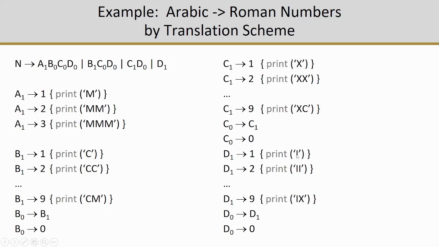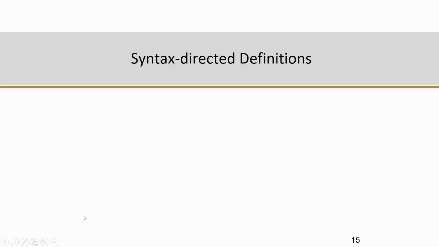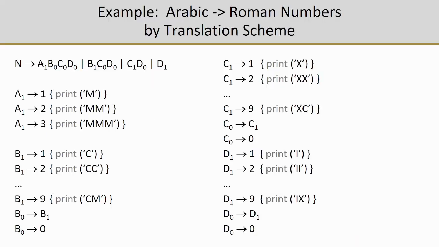So for example, 1 means 1, 2 means 2, which is written as II, and 9 is written as IX in the Roman number. And also if there is a 0 at a certain position, then in the Roman number we do not have to write anything. Okay, so you can imagine how this kind of conversion can be done.